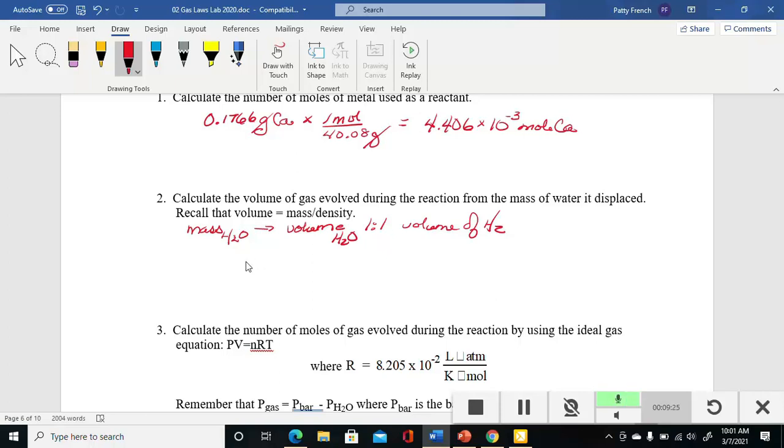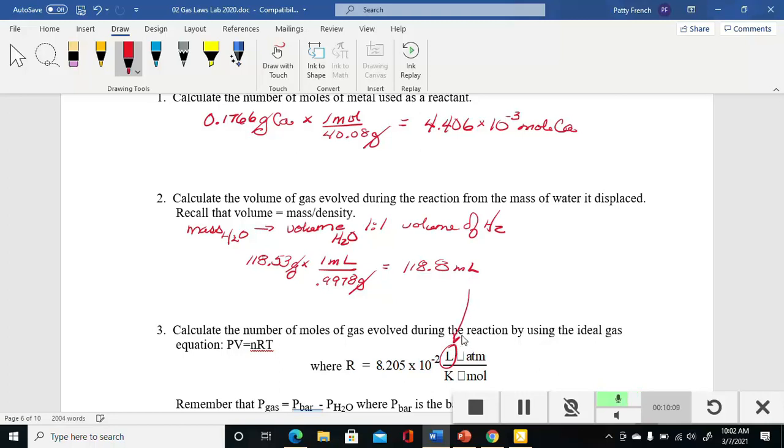So let's go ahead and do this. We found we had 118.53 grams of water. And for that particular day at that particular temperature, our density of water was 0.9978 grams per milliliter. So 1 milliliter over 0.9978 grams. And that gave us 118.8 milliliters. Now we needed this in liters, right?